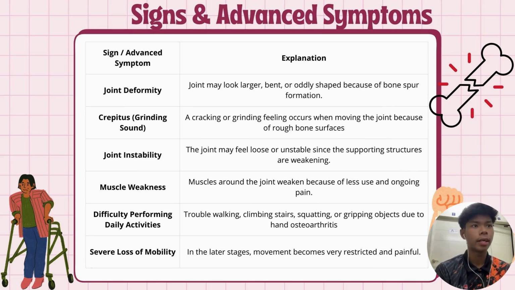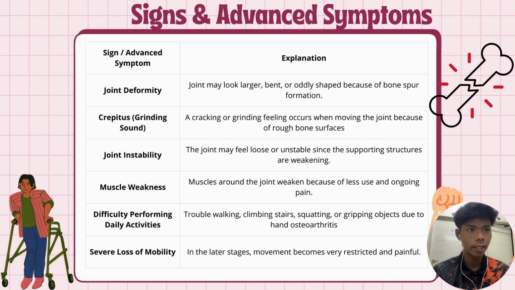So now we add the signs of the advanced stage here. They have 6 signs. Okay, so the first one is joint deformity. Okay, so the joint may look larger, bent or oddly shaped because of bone spur formation. And then the second one is crepitus. So a cracking or grinding feeling occurs when moving the joint because of rough bone surface. And then joint instability. So the joint may feel loose or unstable since the supporting structures are weakening.